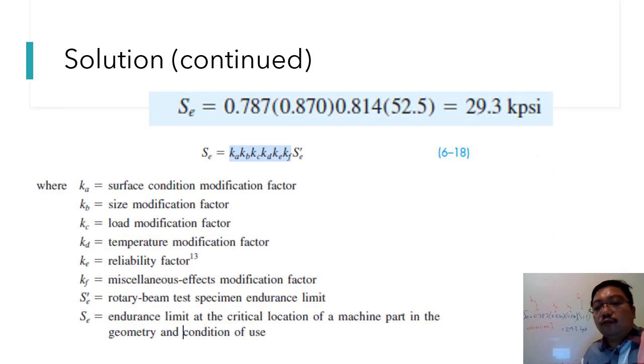Ultimately, we want to find the surface endurance. In order to get the surface endurance, you have to get all these values. From the previous calculation, you get Ka as 0.787, Kb 0.87, Ke 0.814, and Se prime 52.5. You put in all these values and calculate, and you get the endurance limit as 29.3 kpsi. What are the other values? The other values are 1. That is why in the previous slide you see that the other values are considered as 1.